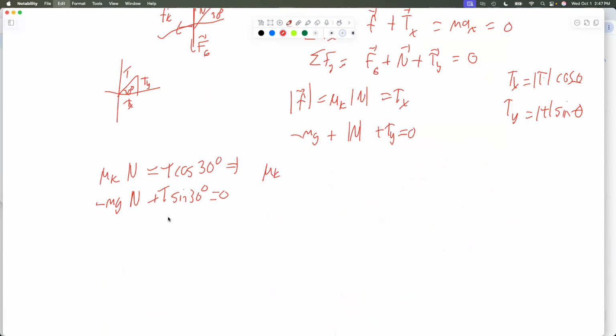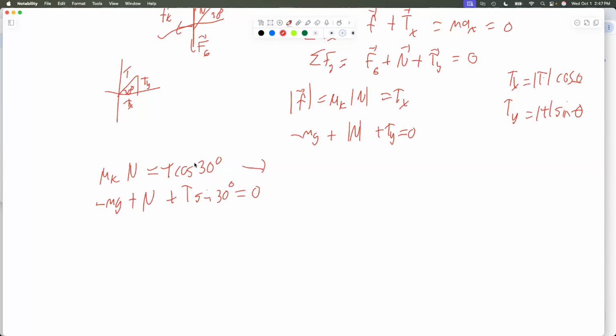Sometimes you do that and you get an answer and you're like, that answer doesn't make any sense. So you go back and you find your mistake. It was right here. That's a plus t sine of theta 30 equals 0. Okay.